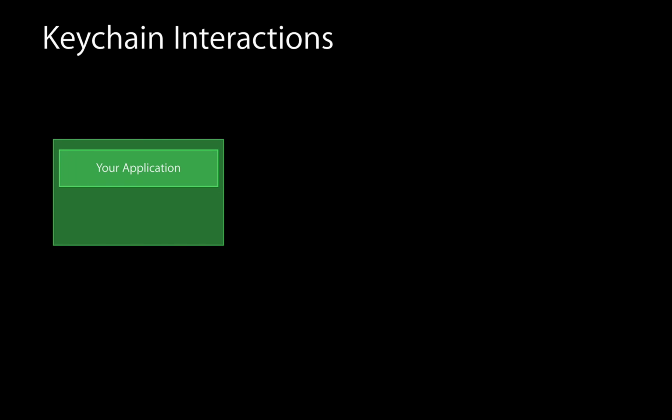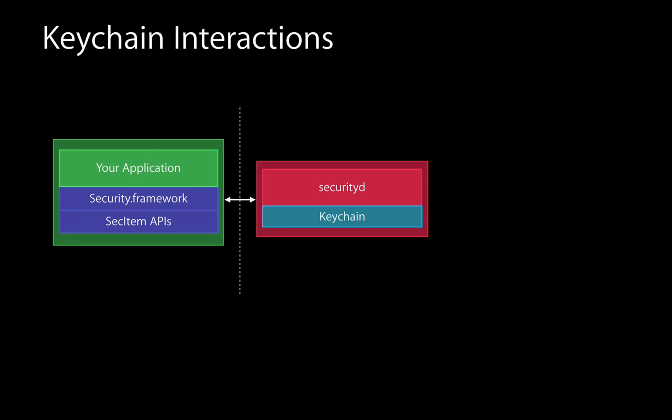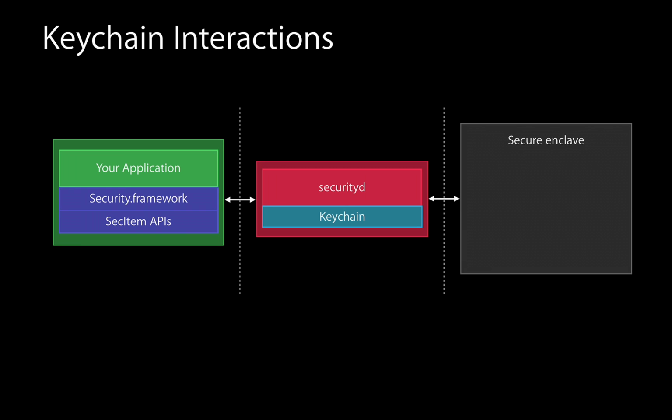Now, in order for your application to call into the keychain, it first needs to link against the security framework. The security framework provides a set of APIs called SecItem, which work on both iOS and OS X. These are a set of C APIs that work system-wide. Now, when your application calls into the SecItem interface, it actually sends that request out to our process called SecurityD. So all keychain interactions happen outside of your process space. What you might not be aware of is SecurityD doesn't have everything required to actually decrypt that keychain item. And that's where the Secure Enclave comes in.